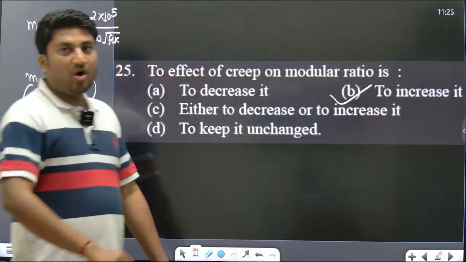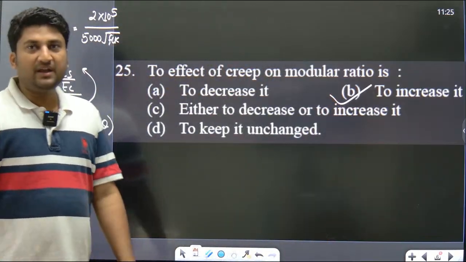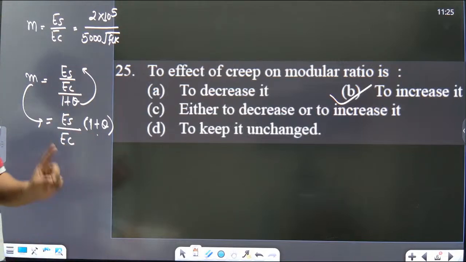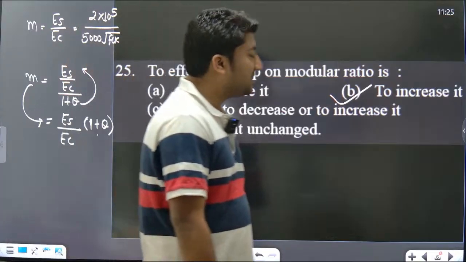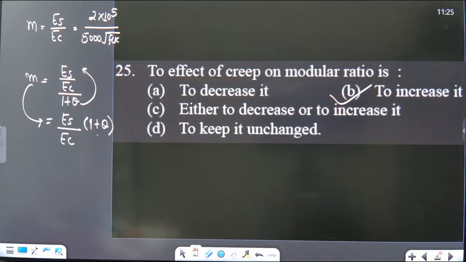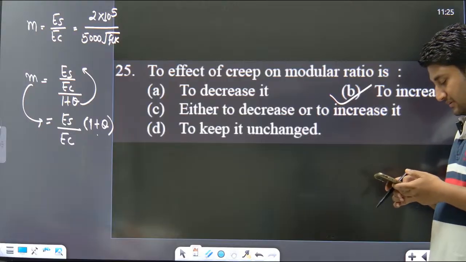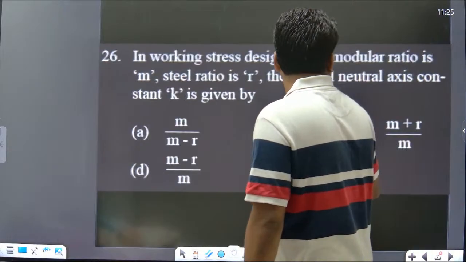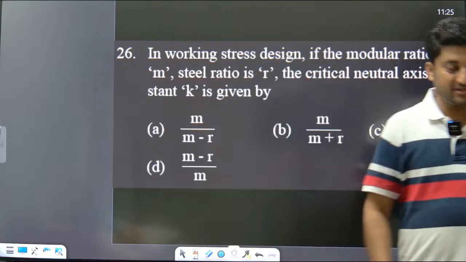Understood? So in the long term the effect of the creep comes out. Whenever the effect of the creep comes out, it increases, guys. Option B is the correct answer. I hope it is clear. Yes or no? Now moving towards the next question. Please answer this.